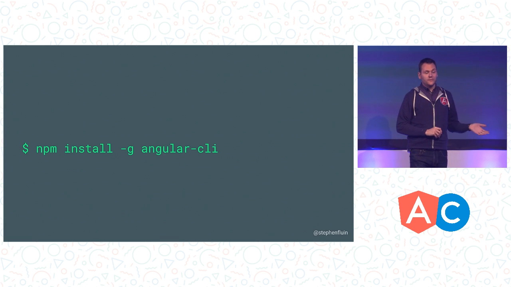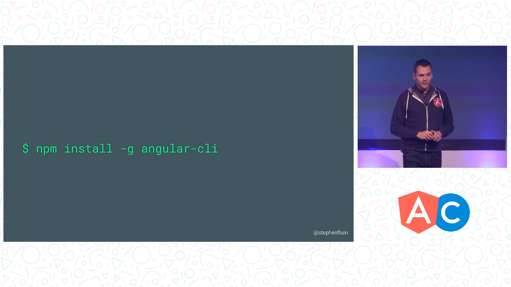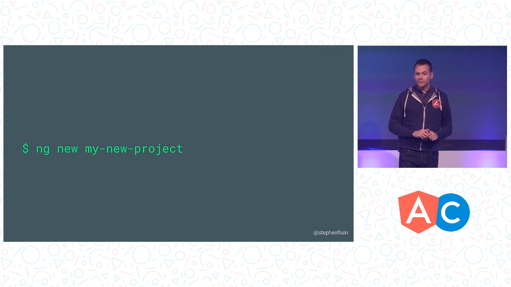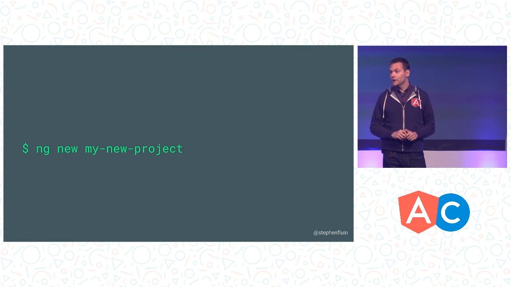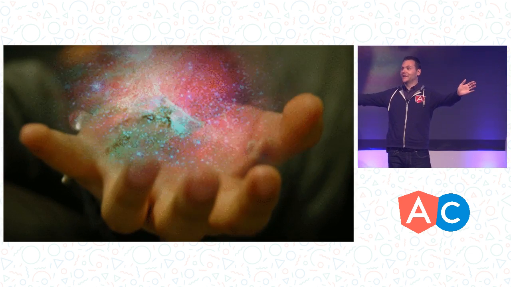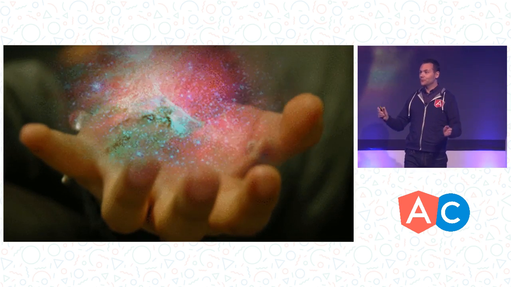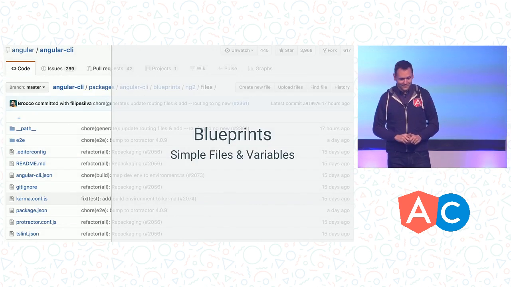Before you can build anything with the Angular CLI, you need to install it via npm. I think we're all using npm at this point, so that's not really a concern. So we're going to install it globally. And then I'm going to run a very simple command, ng new, and you're going to give it a project name. So I've used my new project here. Magic! You now have an Angular application. It works. It's got tests. It runs. It's fantastic, right?